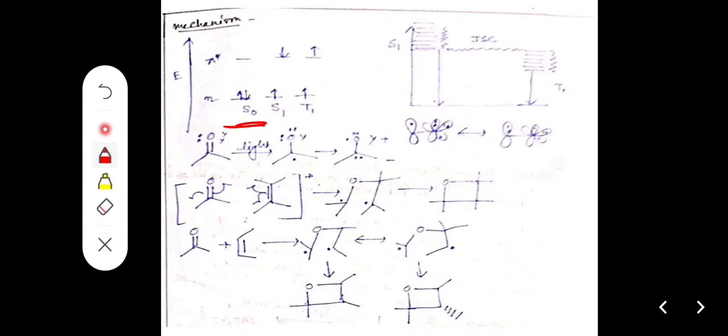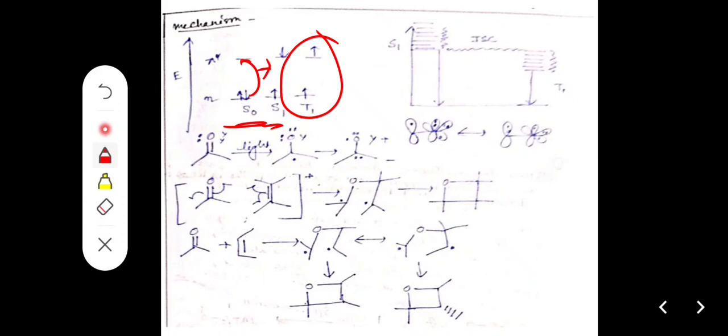Now when one electron gets promoted, we get S1. S1 is an excited singlet state. The spin does not change, so plus half minus half is 0, but the two orbitals each have one electron, and in that case the spin multiplicity is also 1. Now when the spin changes to T1, the overall spin and spin multiplicity change. Overall spin is plus 1 and the spin multiplicity is 3. That's why it is termed the excited triplet state.